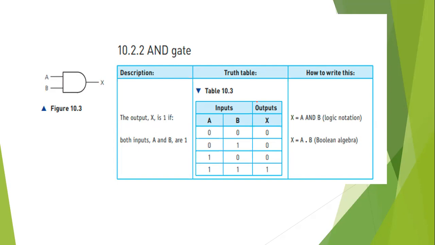If you multiply 0 by 0, you will have output 0. 0 multiplied by 1, output 0. 1 multiplied by 0, output 0. 1 multiplied by 1, you will have output 1, as written in the description. You can write the logic statement as X equals A AND B. In Boolean form, you can write X equals A dot B. Always remember, dot means multiply.